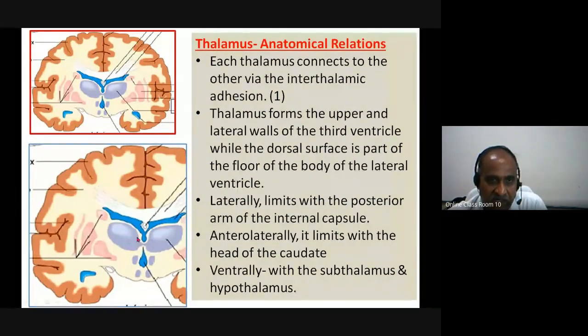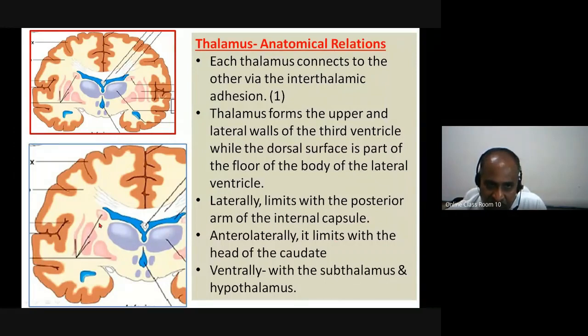So this is the lateral component, and this is the internal capsule. Now again, we come back. These are the two thalamic structures, and medially they are interconnected by the intrathalamic adhesion, and the thalamus forms the upper lateral walls of the third ventricle. So this is the third ventricle, and these are the lateral ventricles.